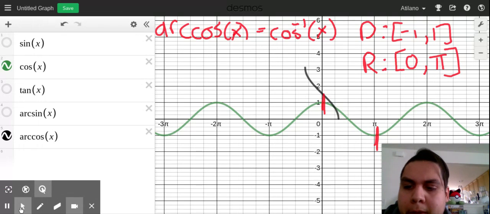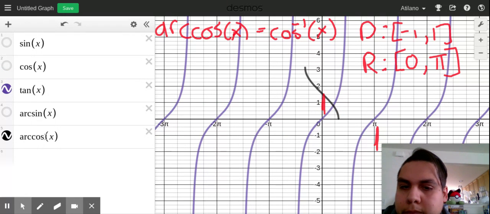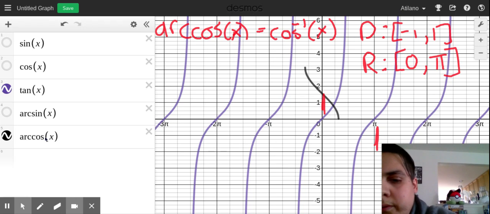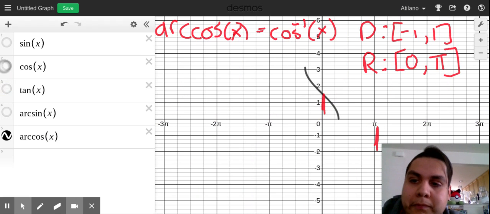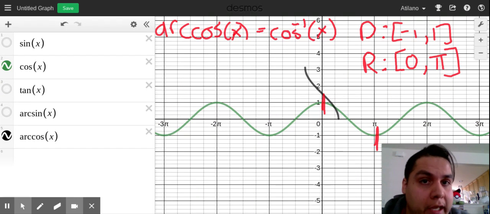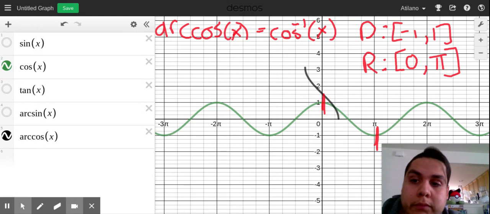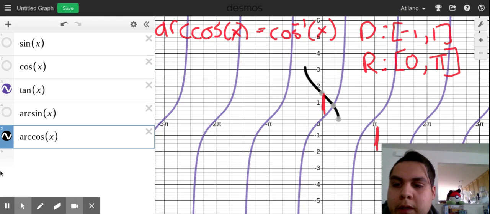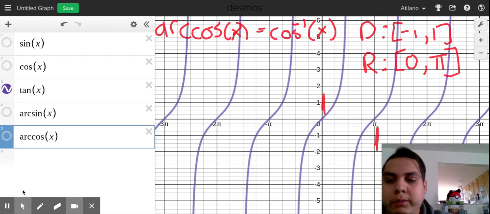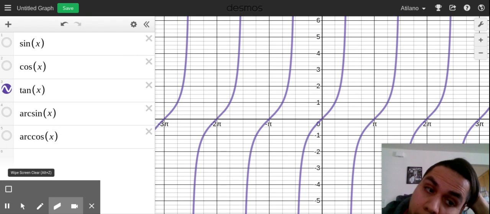So now let's talk about tangent. All right. If you didn't pause it, make sure you pause this video, take these notes down because you're going to have to refer to it. My bad. Okay. So, tangent. Let's go ahead and erase what we currently have. So tangent is a little different.